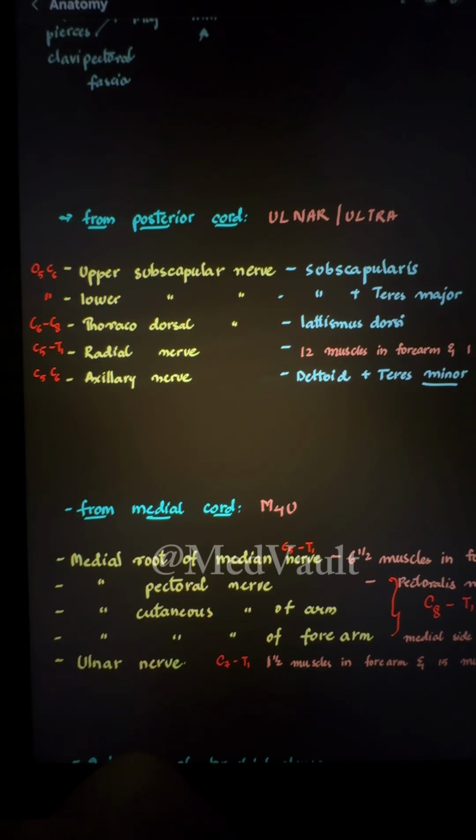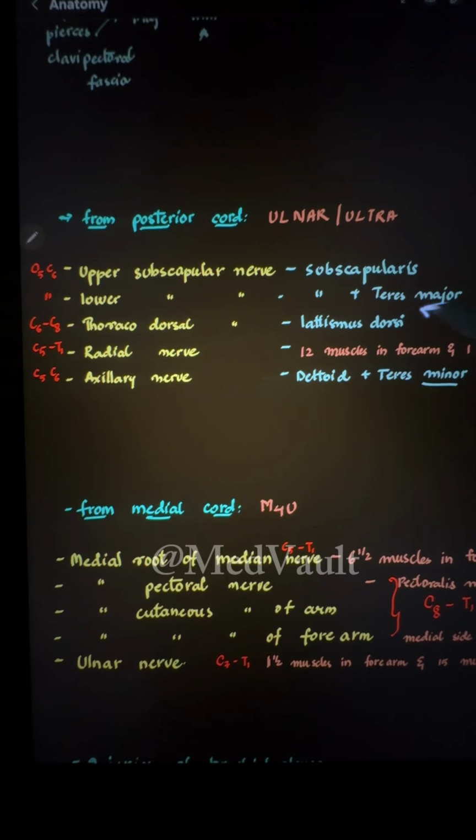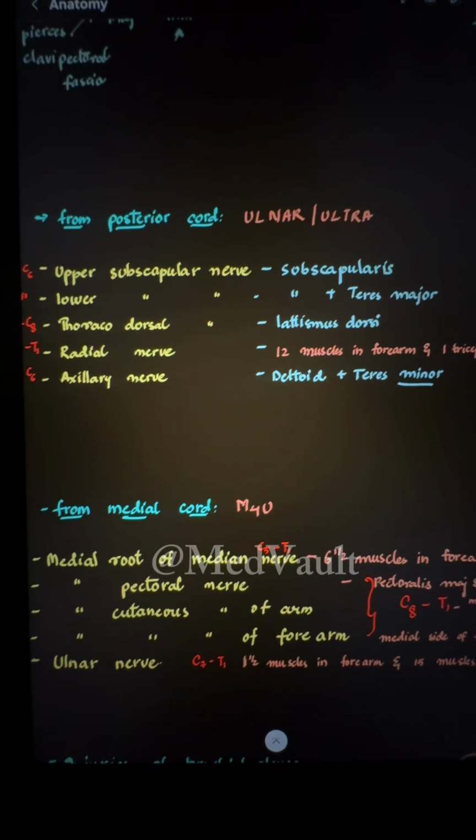Next, the upper subscapular nerve obviously supplies subscapularis, but remember that the lower subscapular nerve supplies subscapularis as well as the teres major. Teres major, please focus on this. It supplies teres major and not minor. The thoracodorsal nerve supplies latissimus dorsi. Then we have the radial nerve, which supplies 12 muscles in the forearm and the triceps muscle in the arm. It's supplied by what? Radial nerve.